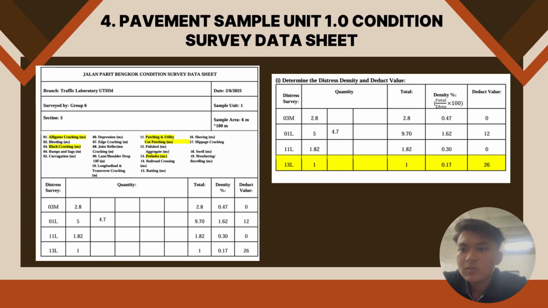Each distress was measured in square meters or meters based on the distress, and then totaled for each distress. Then we calculate the density by using the formula: density equals total divided by area, times 100. The area for this section is 600 meters. Next, we calculate the deduct value, which represents the impact of each defect on pavement quality. For 13 low, this results in a high deduct value of 26, showing it significantly affects the condition of the road.